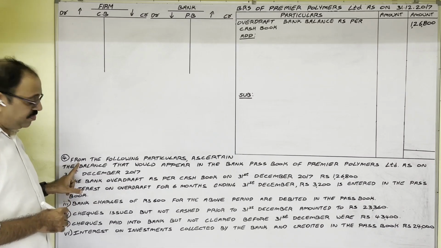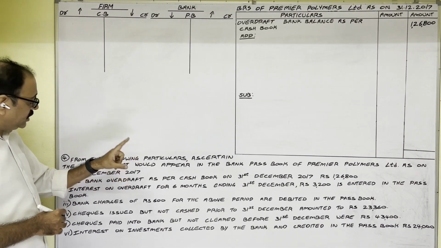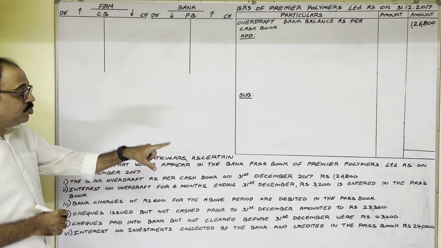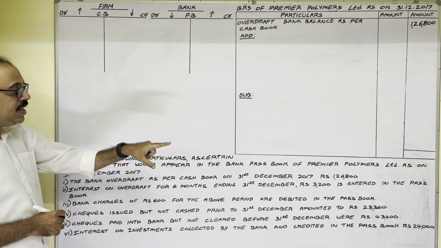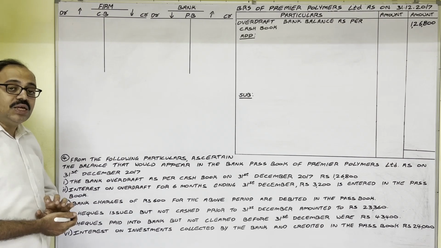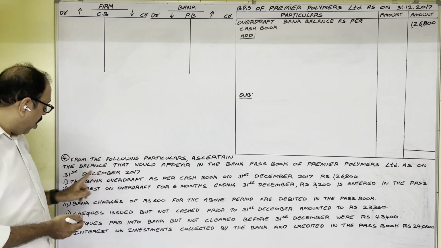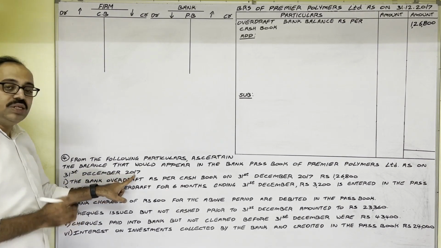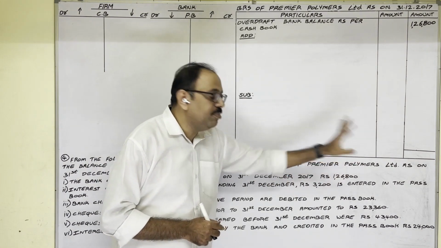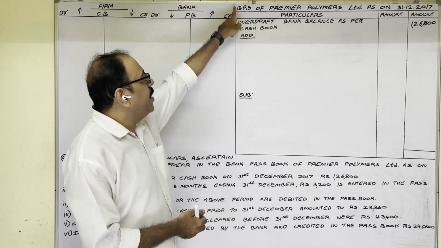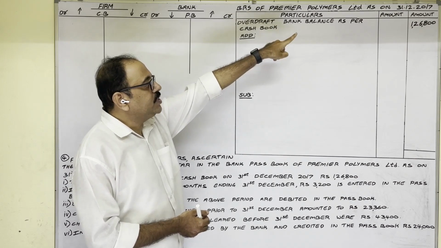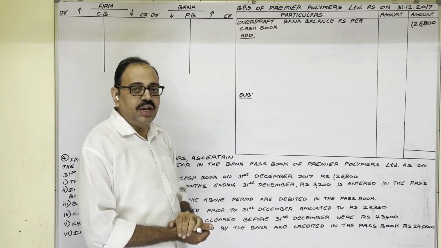This is the fourth problem. From the following particulars, ascertain the balance that would appear in the bank passbook of Premier Polymers Limited as on 31st December 2017. So he is asking us to prepare a BRS on 31st December 2017. In whose books? Premier Polymers Limited. So the heading is Bank Reconciliation Statement of Premier Polymers Limited as on 31st December 2017.